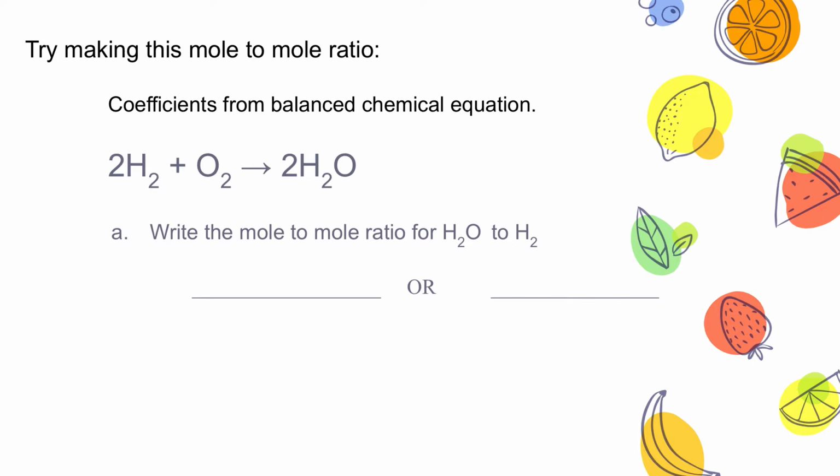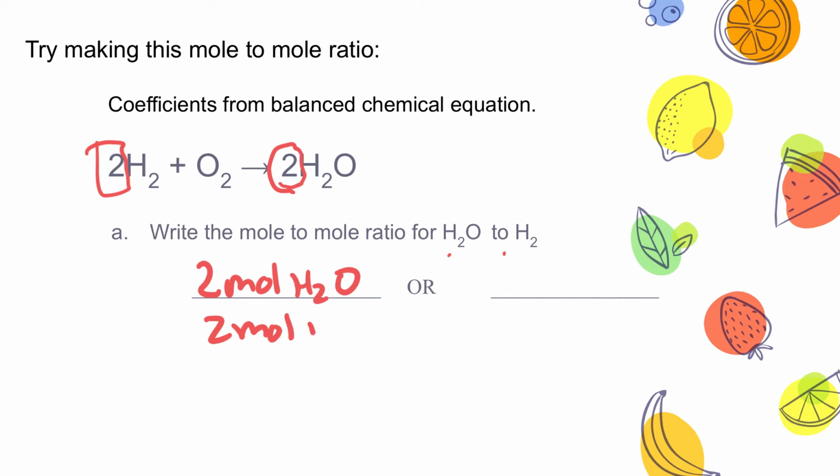So let's try making this mole-to-mole ratio. The coefficients from the balanced chemical equation of 2H2 plus O2 yields 2H2O. Write the mole-to-mole ratio for H2O to H2. So what I'm going to do is look at my coefficients. So I have 2 mole H2O to 2 mole H2. It's really important that you write the 2 mole and not just 2 H2O or 2 H2. Okay? Or we could write 2 mole H2 over 2 mole H2O.